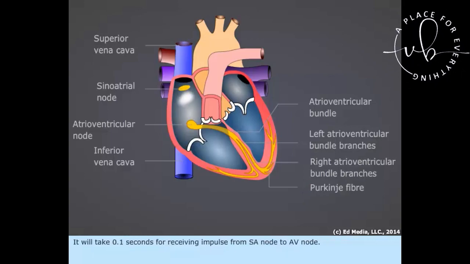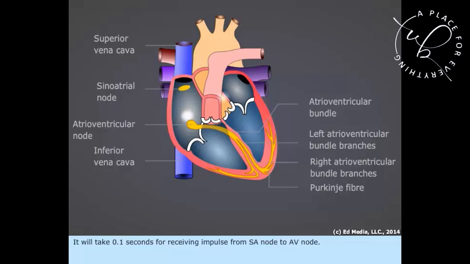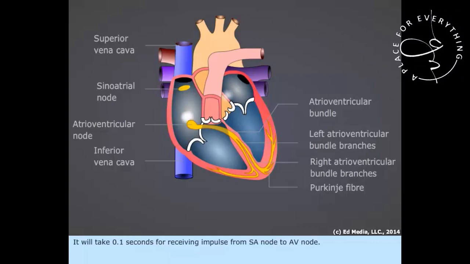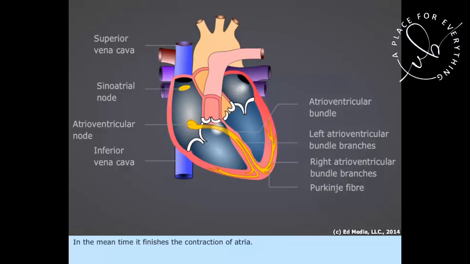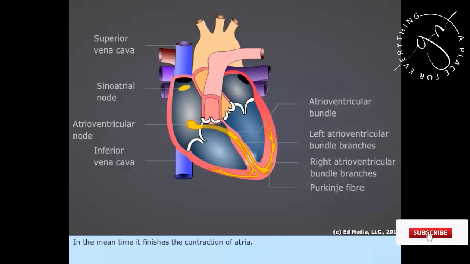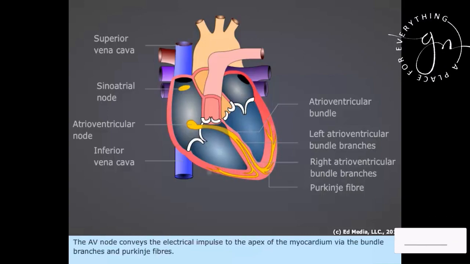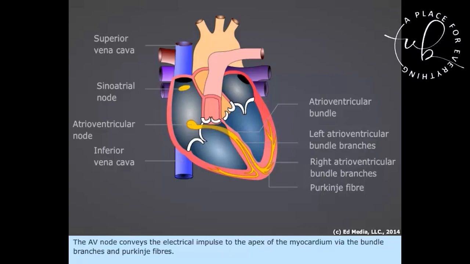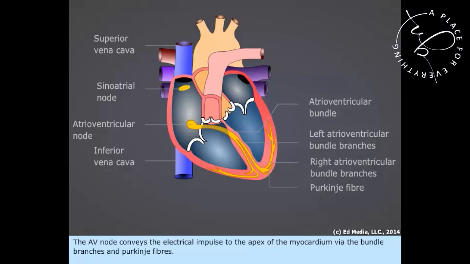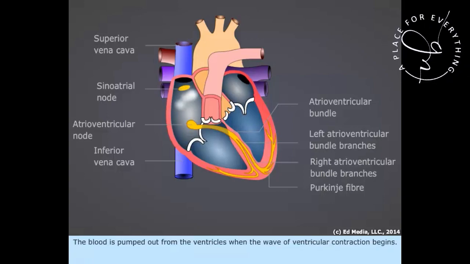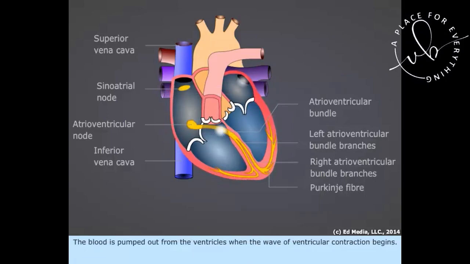It takes 0.1 seconds for the impulse to travel from the SA node to the AV node. In the meantime, the contraction of the atria finishes. The AV node conveys the electrical impulse to the apex of the myocardium via the bundle branches and the Purkinje fibers. The blood is pumped out of the ventricles when the wave of ventricular contraction begins.